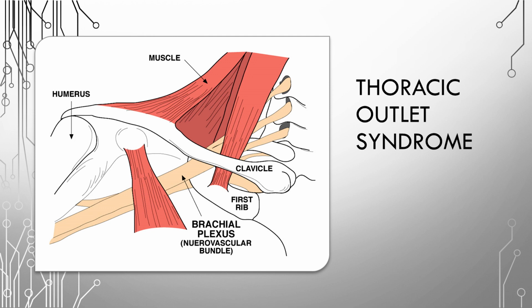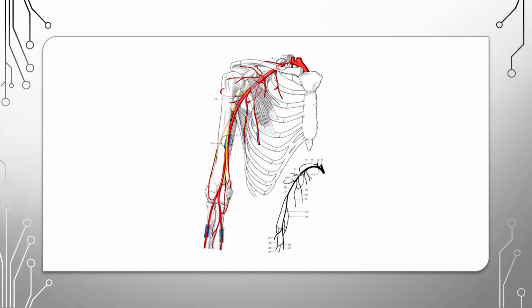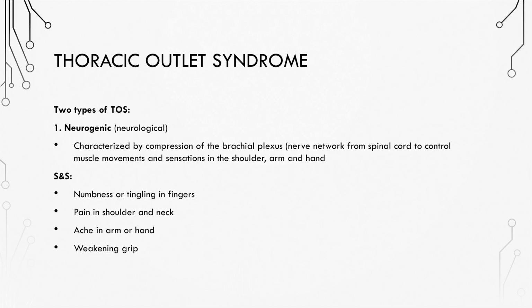Now, this compression manifests in two distinct forms of thoracic outlet syndrome due to the varied structures involved. The symptoms can either be neurogenic or vascular in nature and are attributed to the compression of the brachial plexus nerves or the subclavian veins and arteries, respectively. Neurogenic symptoms often present as numbness and tingling in the fingers, coupled with pain in the shoulder and neck region. An aching sensation may radiate from the shoulder down to the hand, and in extreme cases may even result in weakened grip due to insufficient innervation.